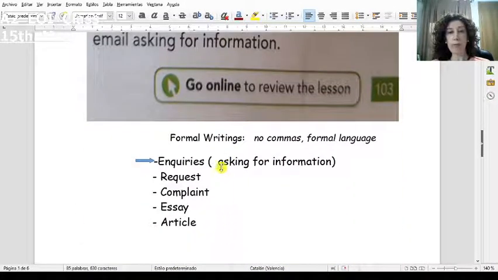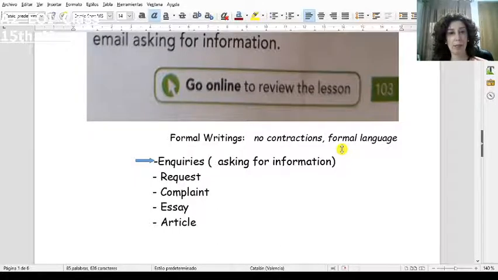When we write formal writings, what kind of formal writings will there be? The most common characteristic is, as it's formal, no contractions. No contractions. You can never write contractions. I'm, no, I am. I don't, no, I do not. Then they are prohibited. No contractions. And also formal language. Very important, formal language.